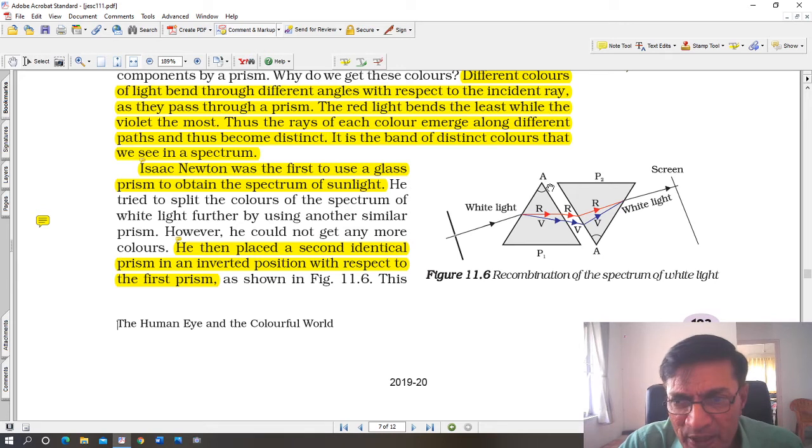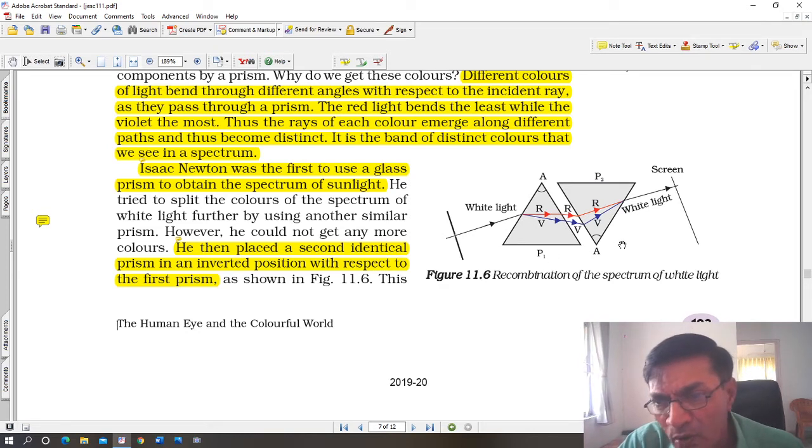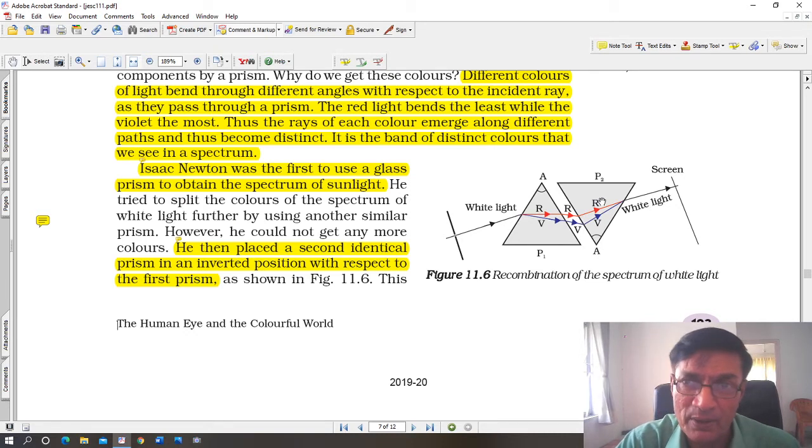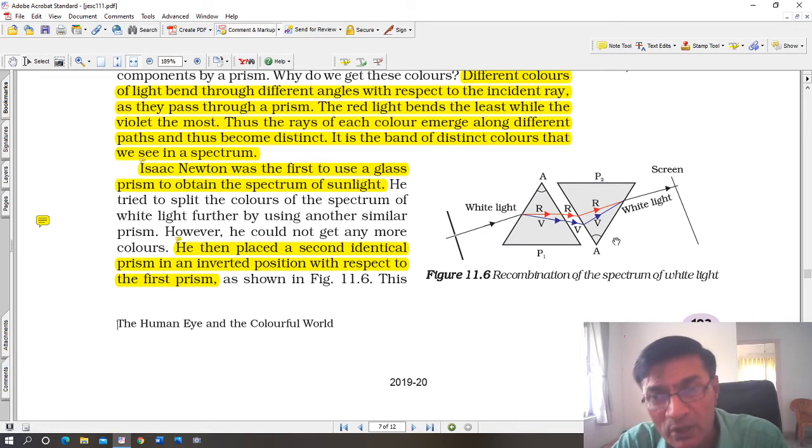Look at the recombination of the spectrum of white light. First, prism A, P1: white light falls from a slit in a cardboard. Sunlight or white light falls on it and undergoes splitting. Red is at the top, violet is at the bottom. Now place another inverted prism. This is important to remember. Prism P2 is the inverted prism. Place it very close to the first prism, but in the inverted position. The top is down now.